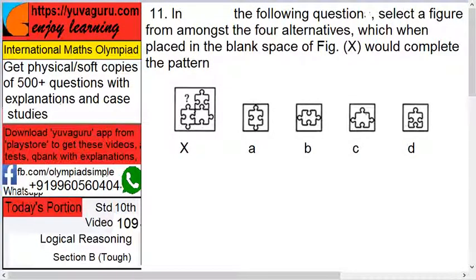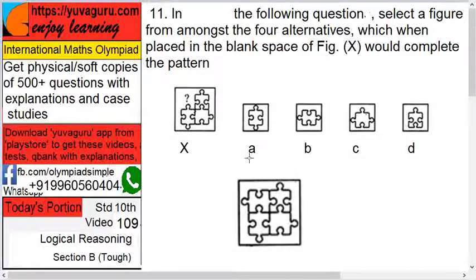Let's start. In the following figures, select a figure amongst the four alternatives which, when placed in the blank space X, would complete the pattern. Means this is a question and you have to fit these figures in between this. So let's check. See this. The figure should be like this, right? So D should be the answer. Not D, B should be the answer, right? Because that fits correctly over here. This hole gets fit in that nut, and this nut will fit in the hole, right?